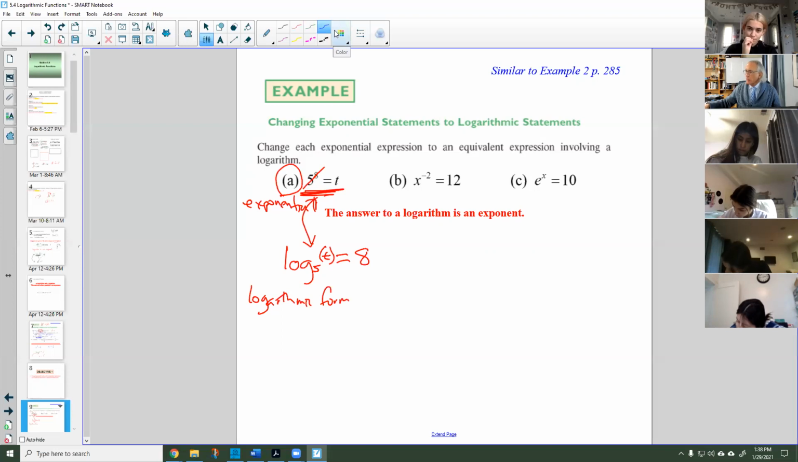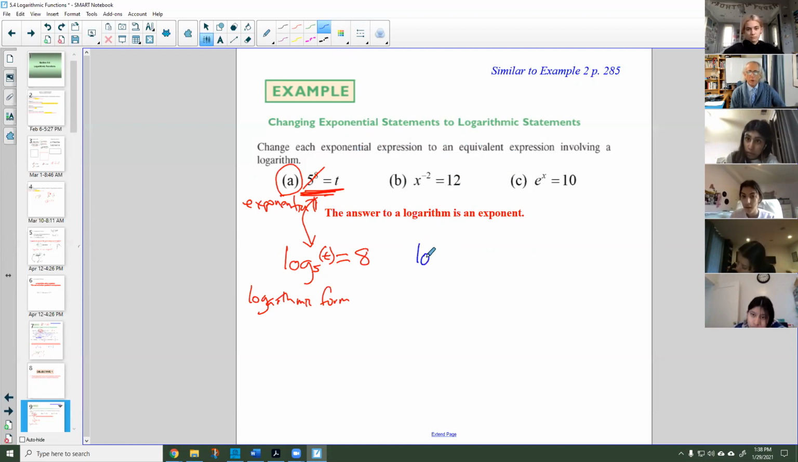Okay, let's try the next one. Who's going to help me with this? Angie, see if you can help me with this. I want to turn this into a logarithm. What should I start with? Well, I just started by writing log. A very good start. And then what did you do? And then the exponent.